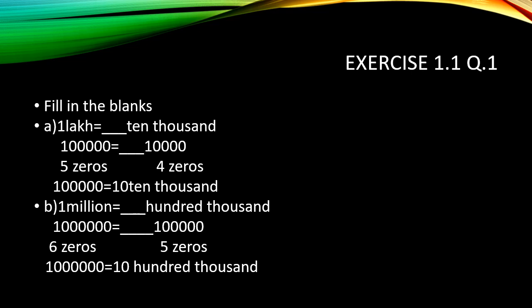Question B. 1 million is equal to dash 100,000. In 1 million there are 6 zeros and in 100,000 there are 5 zeros. Now to make number of zeros equal on both sides, multiply 100,000 with 10. So 1 million is 100,000.